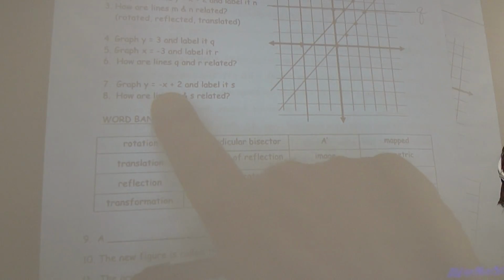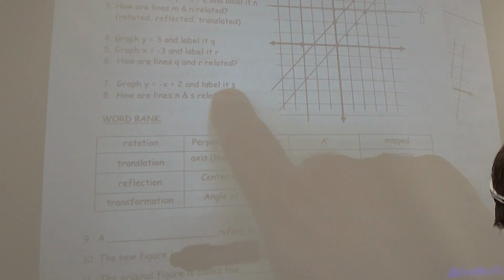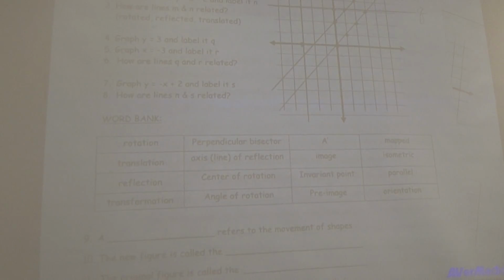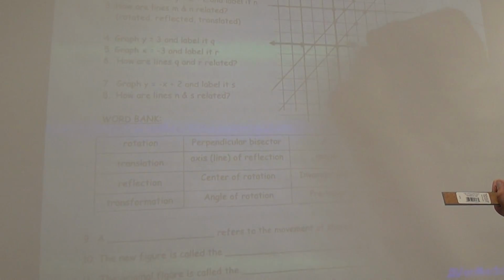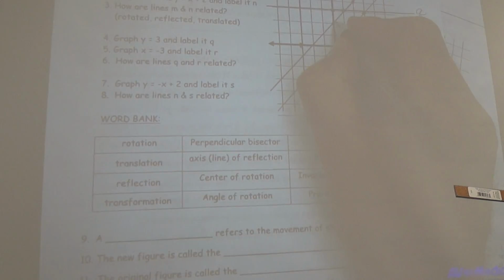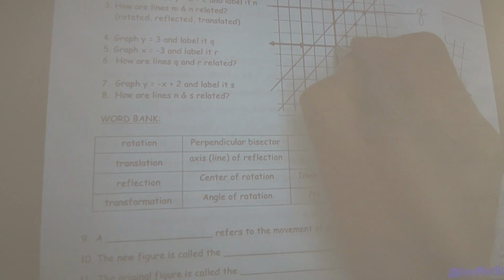Graph y equals negative x plus 2 and label it S. Label it S. So if x is 0, then y is 2. Well, negative 0 is, there's no such thing, right? So we got a point right here. If x is 1, then we have negative 1 plus 2. And negative 1 plus 2 would be what?